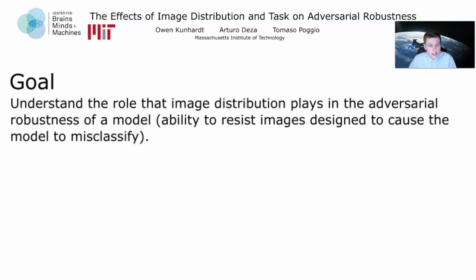So the goal of this project is to understand the role that image distribution plays in the adversarial robustness of a model, which is essentially a model's ability to resist images designed to cause the model to misclassify. These images are called adversarial images, and often they look so similar to actual images that a human can't tell the difference, yet the model will still get it wrong. This is widely cited as an example of the divergence between machine and human perception.